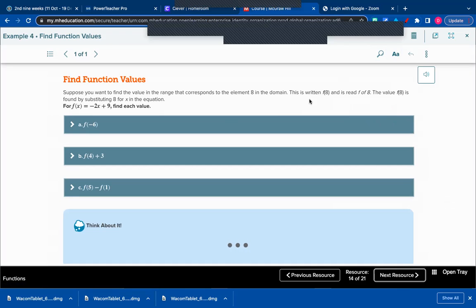Now, that's written f of 8, because my x value is 8, and is read f of 8. The value f of 8 is found by substituting 8 for x in the equation. Remember when we said y equals negative 2x plus 9 when x equals 8, it's the same thing. You just substitute 8 for x in the equation. So see if you can find f of negative 6. We're going to substitute negative 6 back in our equation and find the value. So it'll be negative 2 times negative 6 plus 9.